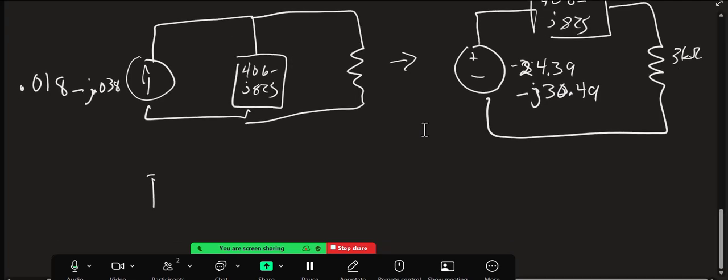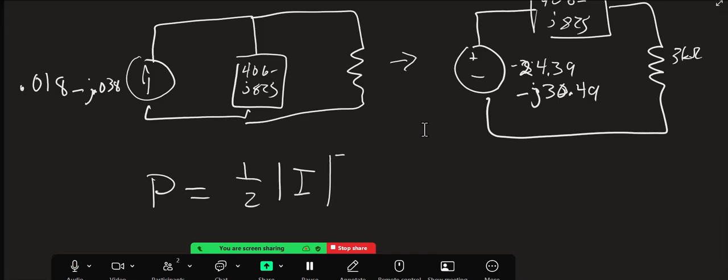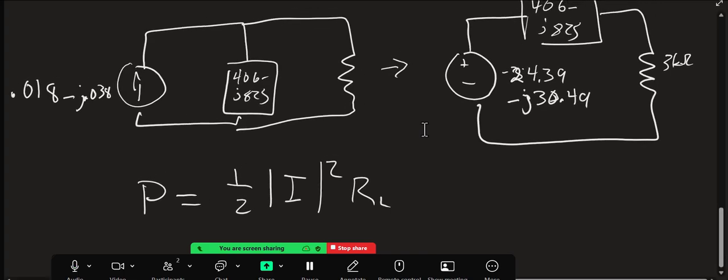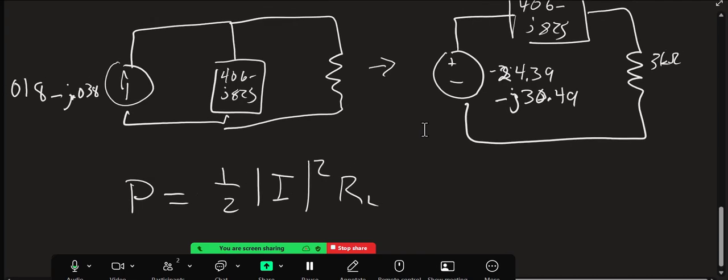Did I give y'all this formula for power? Oh yeah, we just had it just a minute ago. So that's the formula for power. So I now know. Let's see. So I've got.